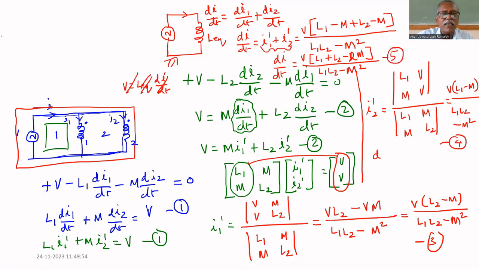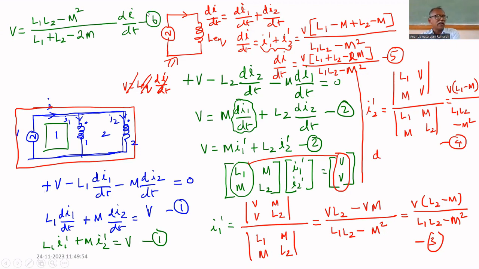From the fifth equation, we can say that V equal to L1 L2 minus M square divided by L1 plus L2 minus 2M multiplied by di by dt. Let it be the sixth equation. Am I correct or not? I am keeping V on the left hand side and bringing all these things to the other side. Can I say like that?